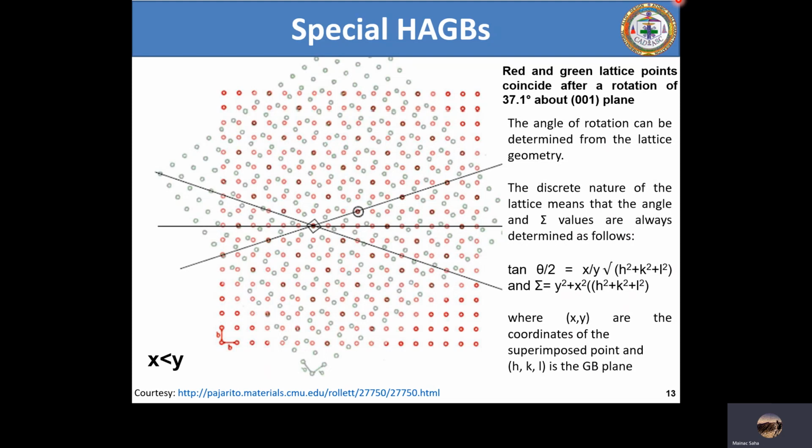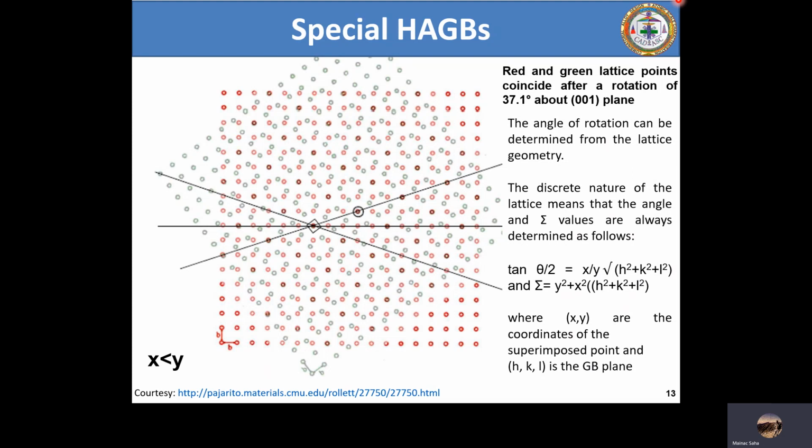So it is not expected to affect the properties of a material to the extent that can be expected from the sigma 3 boundary, where every third lattice point between the two adjacent lattices is in coincidence with each other.